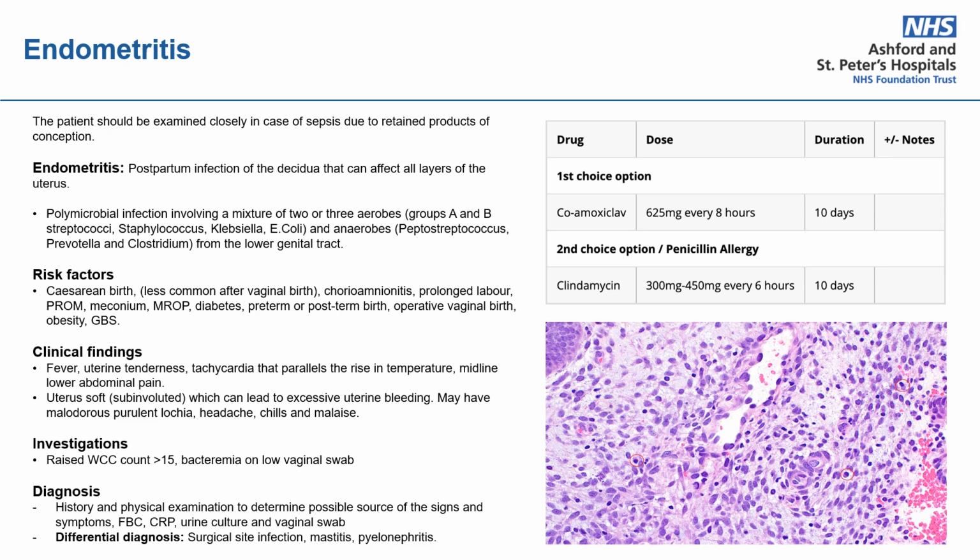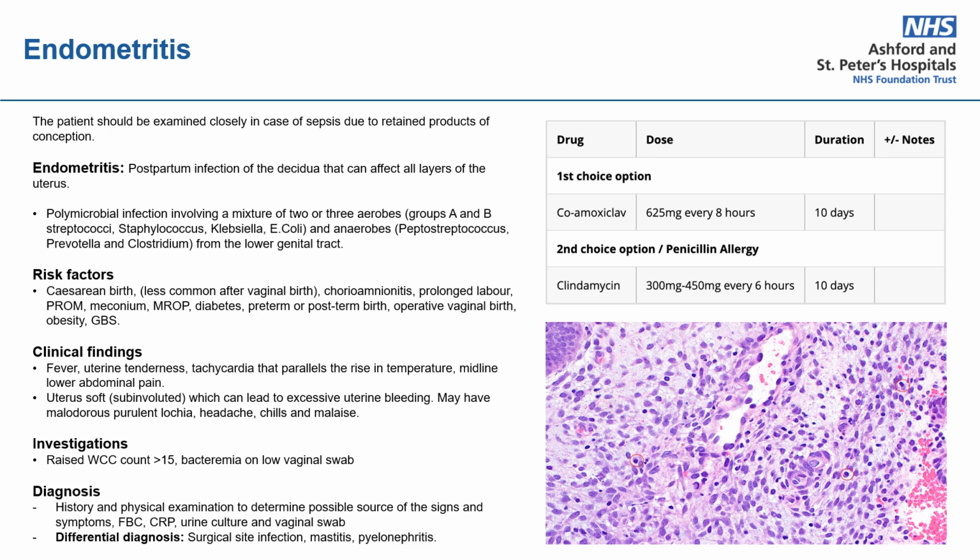Postpartum endometritis is typically a polymicrobial infection involving a mixture of 2 to 3 aerobes and anaerobes from the lower genital tract. The risk factors for endometritis are caesarean births. In addition to this, women who've had chorioamnionitis during labour, prolonged rupture of membranes, meconium, manual removal of placenta, diabetes, preterm or postterm birth, operative vaginal birth, obesity, and group B strep are also at increased risk.